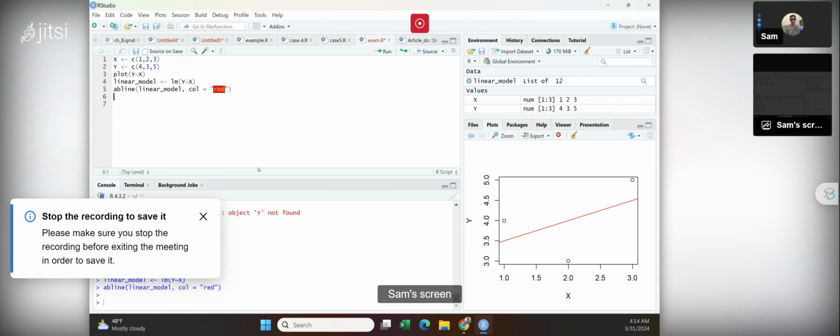Okay, so now let's see the coefficients of our linear model, whether we correctly found the intercept and slope. So it turns out that yes, we have correctly computed beta 1 hat and beta 0 hat. So beta 0 hat is 3 and beta 1 hat is equal to 0.5. That is great.